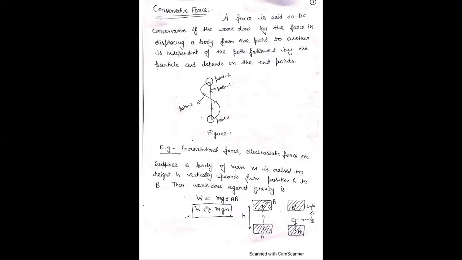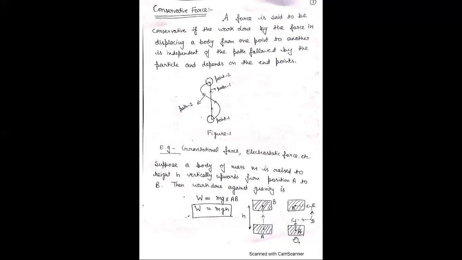Now let us consider an example here. These are the two points A and B, and this is the height between the two. Suppose a body of mass m is raised to height h vertically upwards from position A to position B. Then the work done is force into distance, and here the force is mg, the gravitational force, into AB, the height. That is, the work done by the force is equal to mgh. This is the first case.